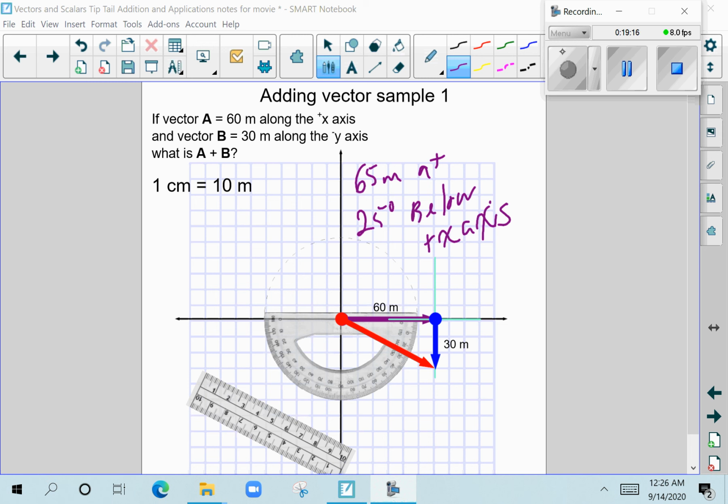Now this is actually all an estimate. It's a pretty close estimate, but it's not exactly precise. If I wanted to be truly precise, I'd have to use trigonometry. But right now we're just doing a simple graphing method. So this is close enough to what we're looking for.